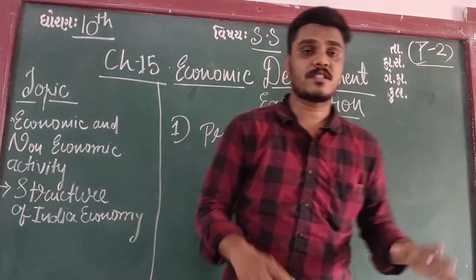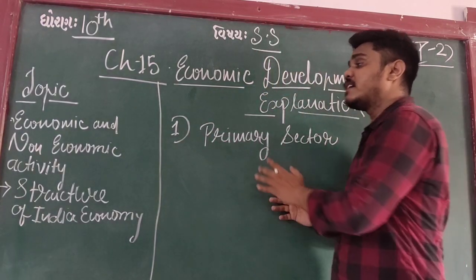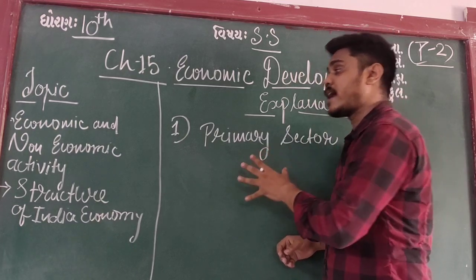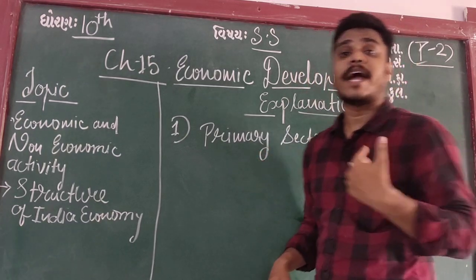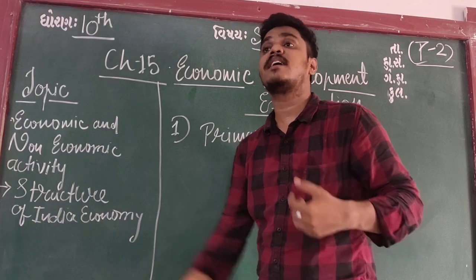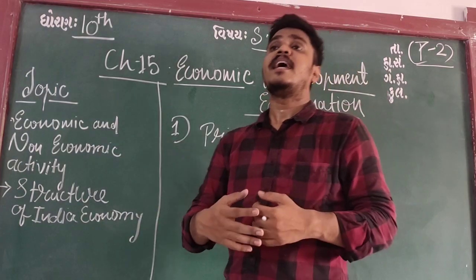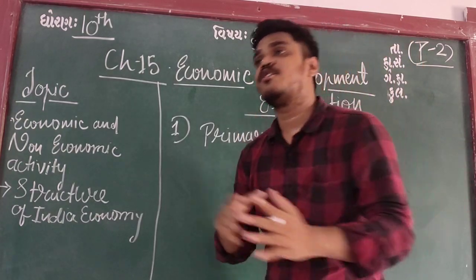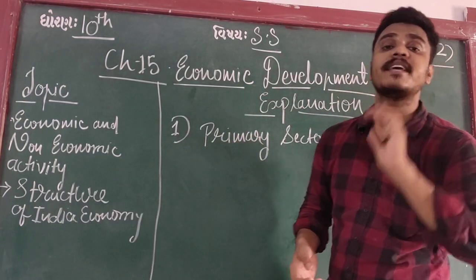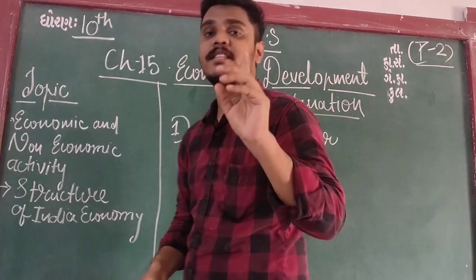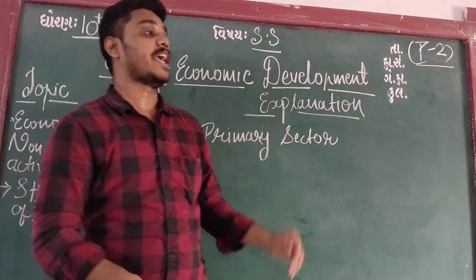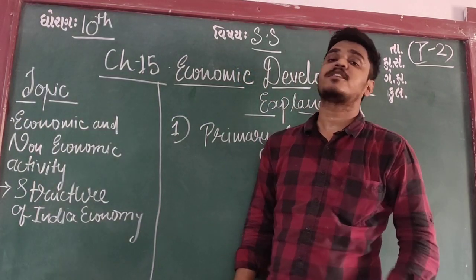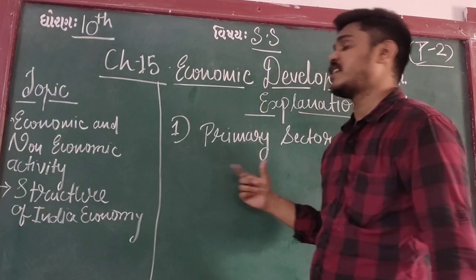Now, what is the primary sector? Primary means first; it is the first sector from which we are earning, and this kind of activity is widely done in India. Approximately 60% of Indian people are involved in the primary sector. Agriculture is one of the primary sector activities. As Indians, we are good at farming. So 60% of Indians are involved in the primary sector.